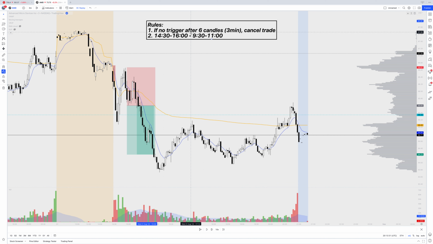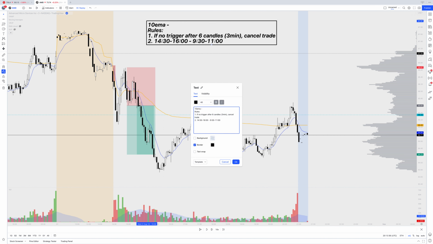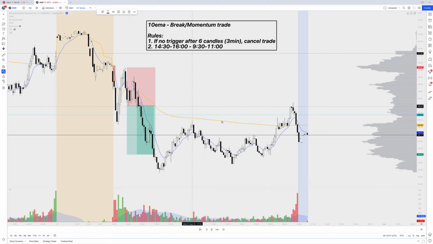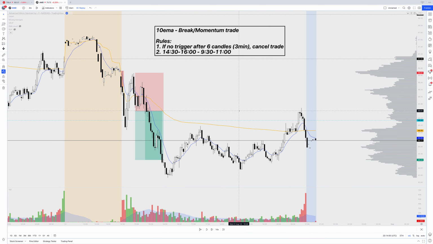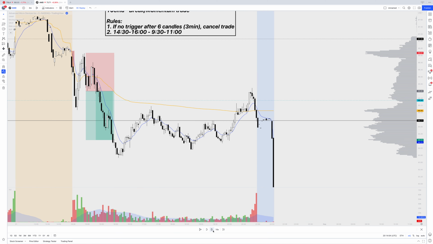One thing I want to make note of as well, this 10 EMA strategy is a breakout slash momentum trade strategy. Sorry guys, spelling. I just want to make that one clear. It's basically for intraday trading. It's not for swing trading. It's just simply for high volatility price action. So let's trade this next day and see how it goes.